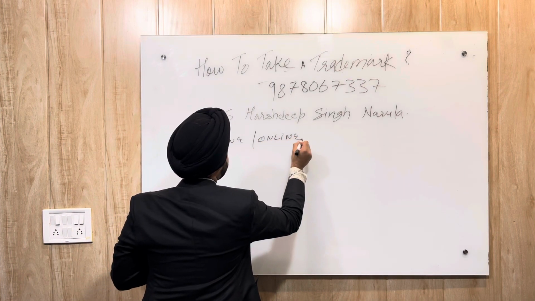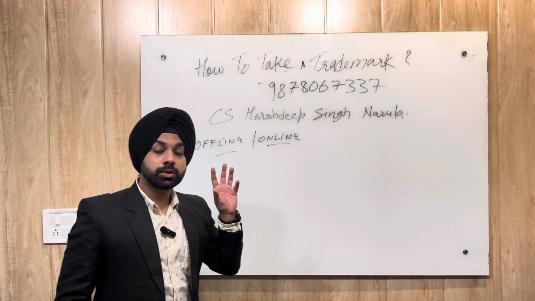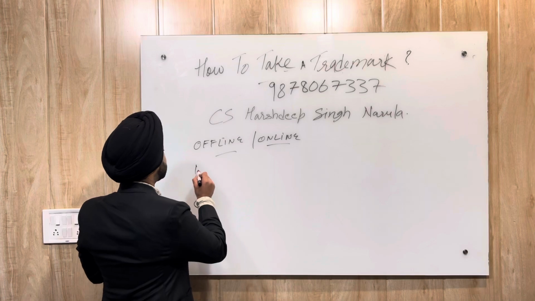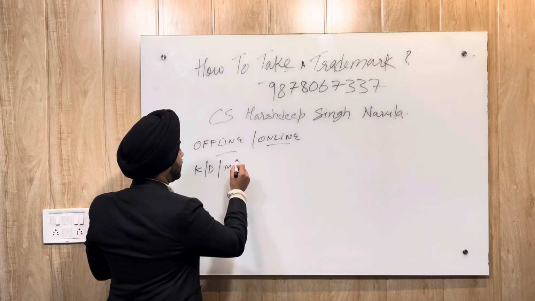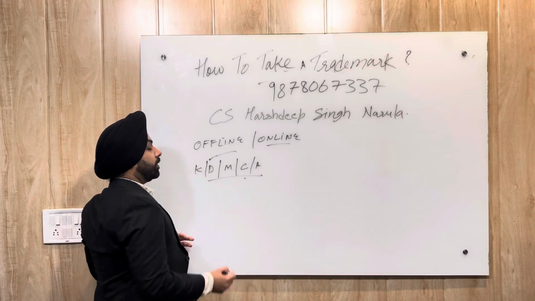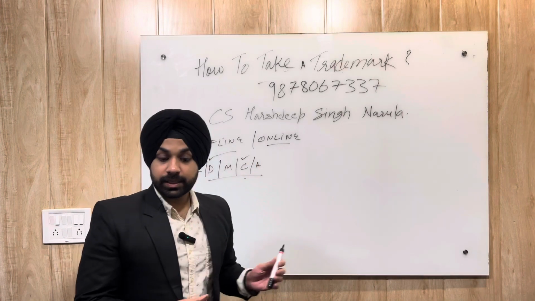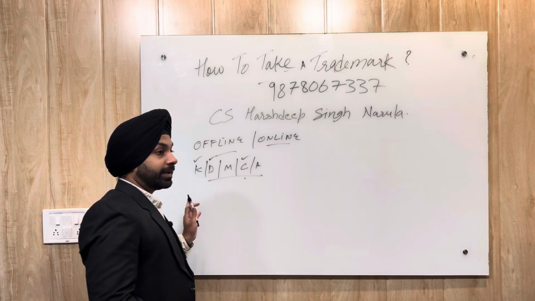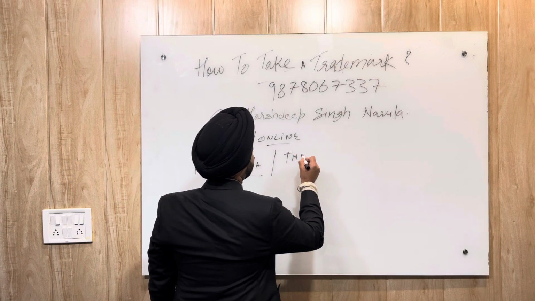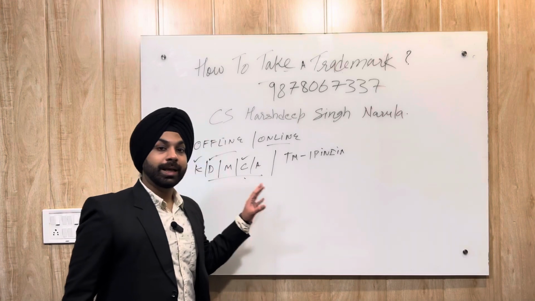In the offline mode, you have to submit the trademark application in physical mode in your jurisdiction office. There are 5 jurisdictional offices in India, and what are the 5 offices? One is Kolkata, another is Delhi, then Mumbai, then Chennai, then Ahmedabad. For example, if you are from Uttar Pradesh, your office is Delhi. If you are from West Bengal, your office is Kolkata. If you are from Karnataka, your office is Chennai. These are the 5 offices where you can file your offline application. However, in the case of online application, you can file it on the trademarks portal, that is IP India. In this case, you have to file all the documents on the online portal itself.